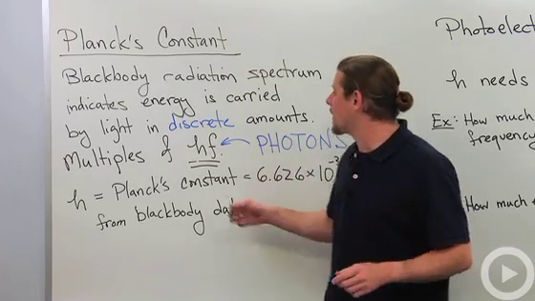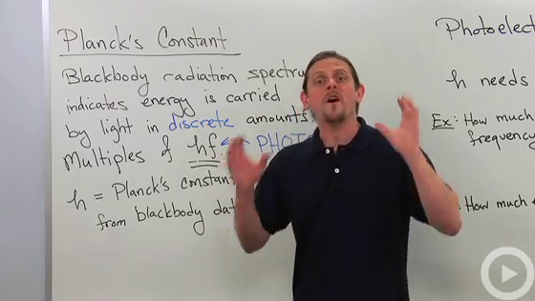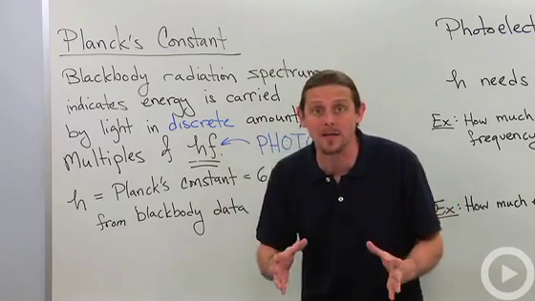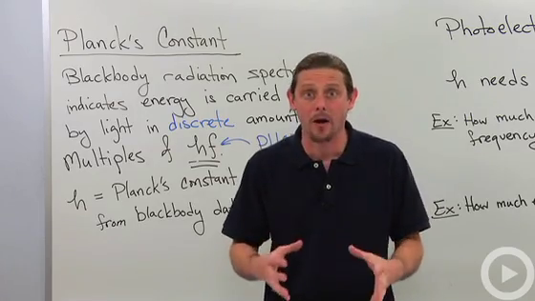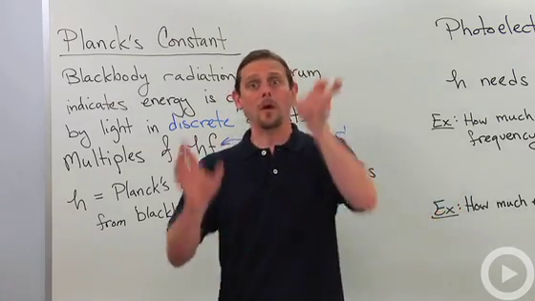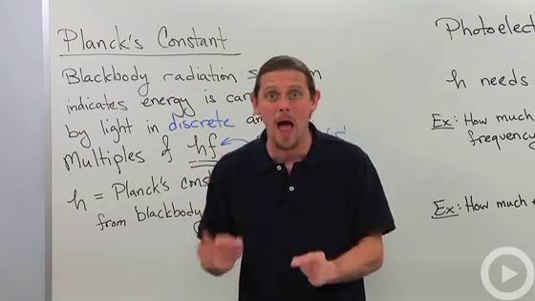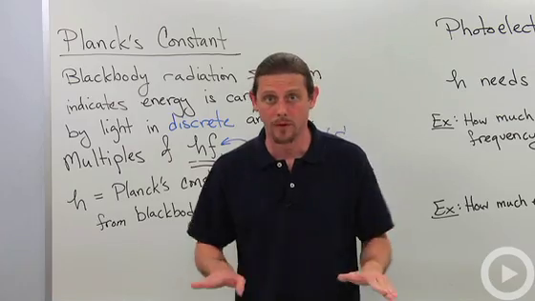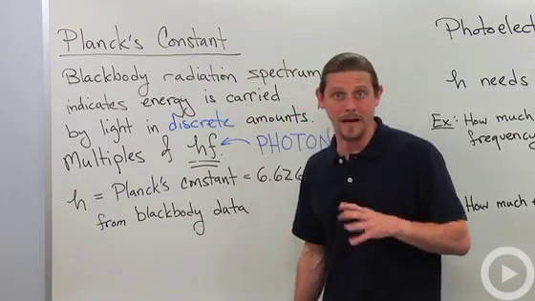So the way that we can understand Planck's constant is the ratio of photon energy, that quantum, that discrete amount of energy that you can carry with a certain frequency f, to the frequency. So it's energy divided by frequency. And we've got to get the same value for every single frequency. So this is the number that we get from blackbody radiation spectrum data.